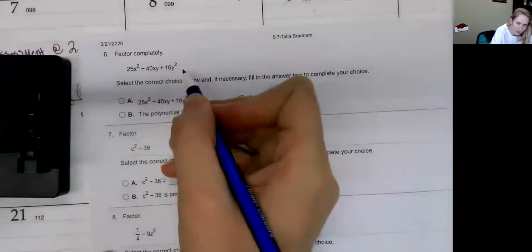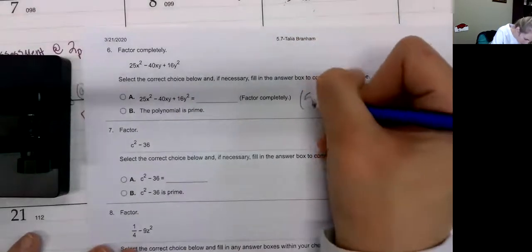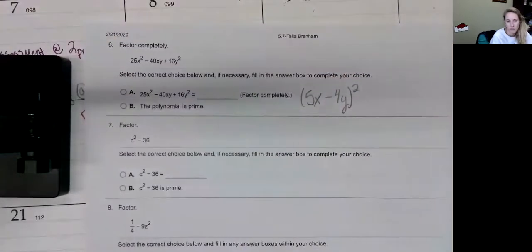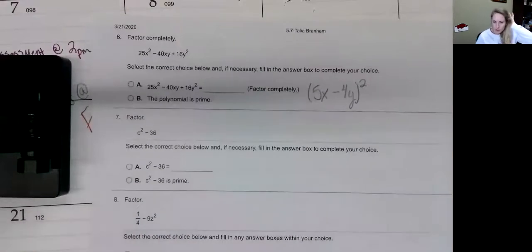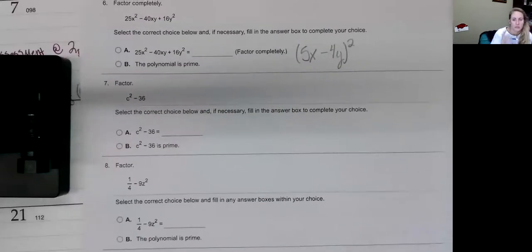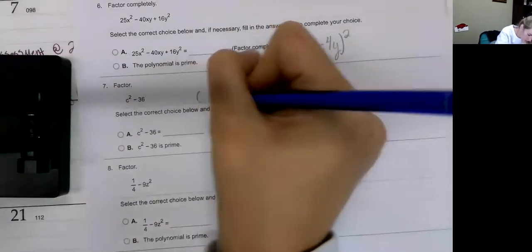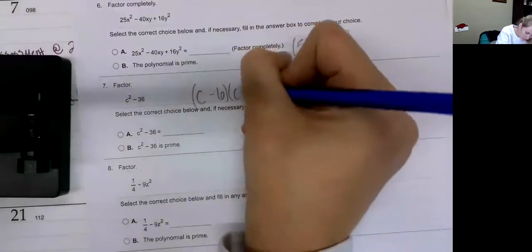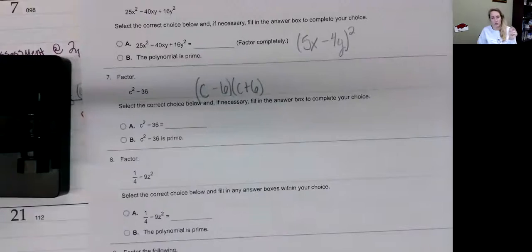All right. We have 25 and 16, so we would have 5x subtract 4y squared. Ooh. This is what we call difference of two squares. These right here, you have to be able to recognize them and say, hey, there's a square root of both of those numbers. So here, we'd have c subtract 6 times c plus 6. That's what the difference of two squares equals. It means they have different signs because if I multiplied these, I would not have that center number.